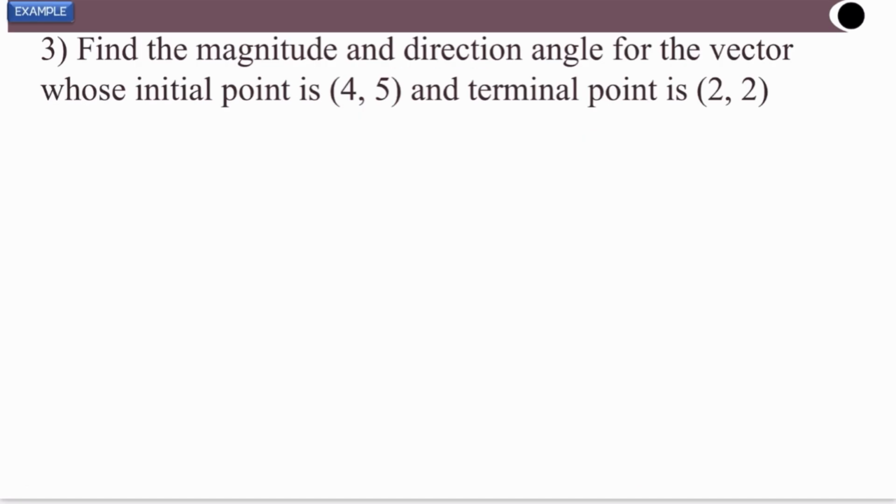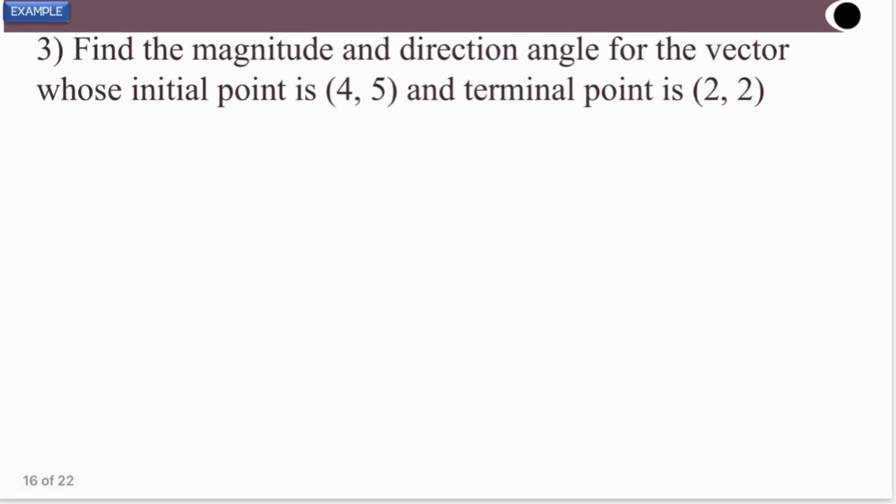We want to find the magnitude and the direction angle for the vector whose initial point is (4, 5) and terminal point is (2, 2). So first, let's find the component form. We'll call it vector v, give it a name. So that's going to be 2 minus 4, comma, 2 minus 5. Remember, you always have to do the terminal point minus the initial point. So that is <-2, -3>.